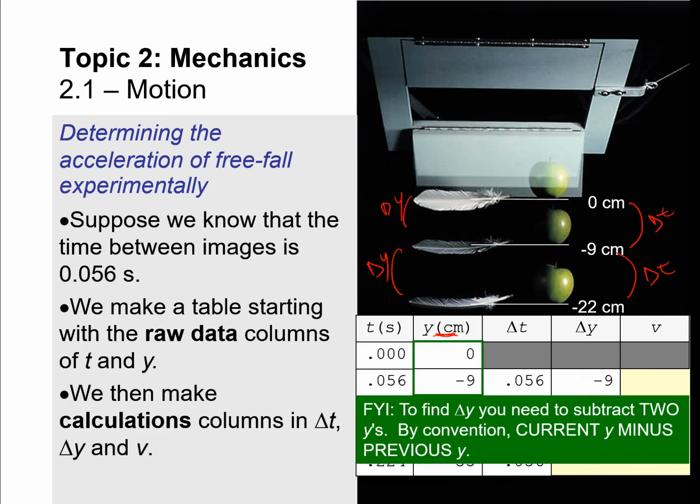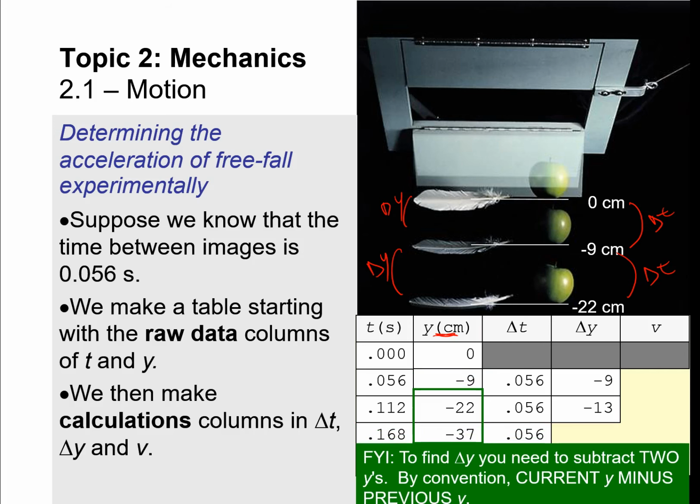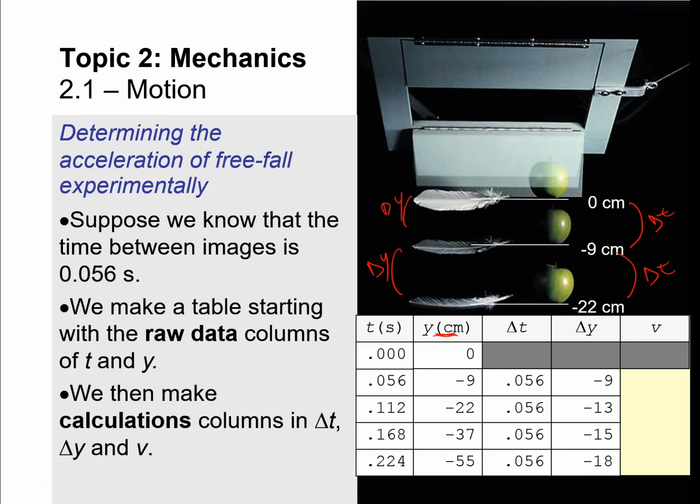So the first delta y is going to be -9 minus 0, so that is -9. The next delta y is -22 minus -9, and that is -13 centimeters. The third delta y is -37 minus -22, which is going to be -15 centimeters. And then the next one is going to be -55 minus -37, which is -18 centimeters. And then we have our delta y's in there.